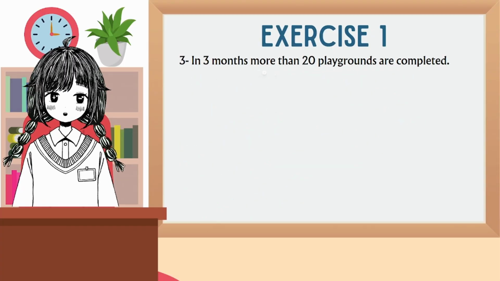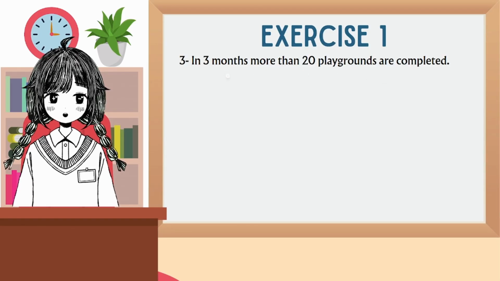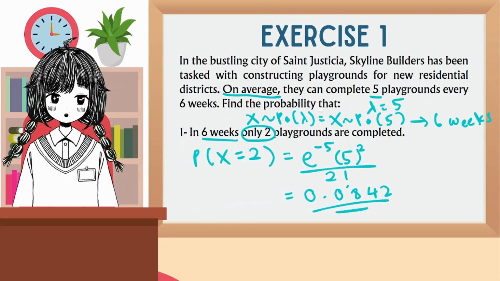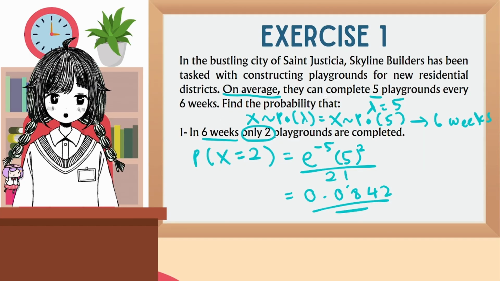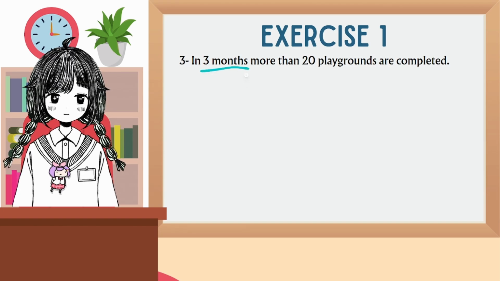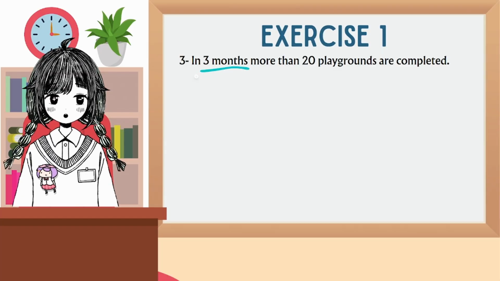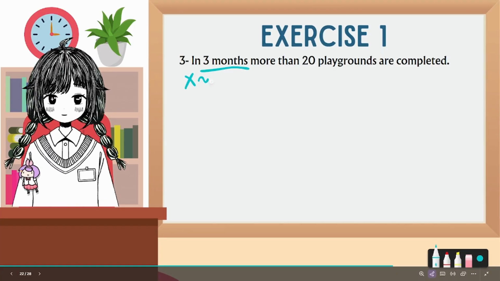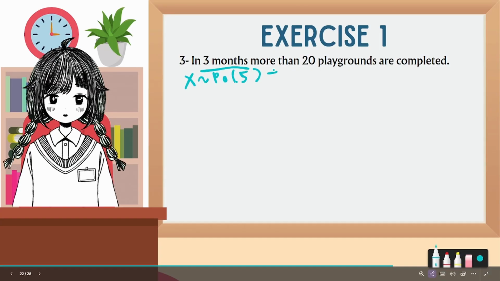Question 3. In 3 months, more than 20 playgrounds are completed. Here, unlike the previous questions, where the question already gave you the info for 6 weeks, it gives us a different time. So what we want to do is make a new distribution. I write the original distribution: X, Poisson, lambda 5 for 6 weeks.